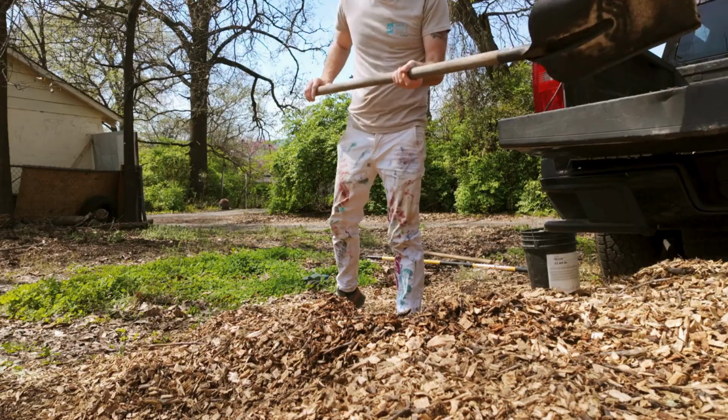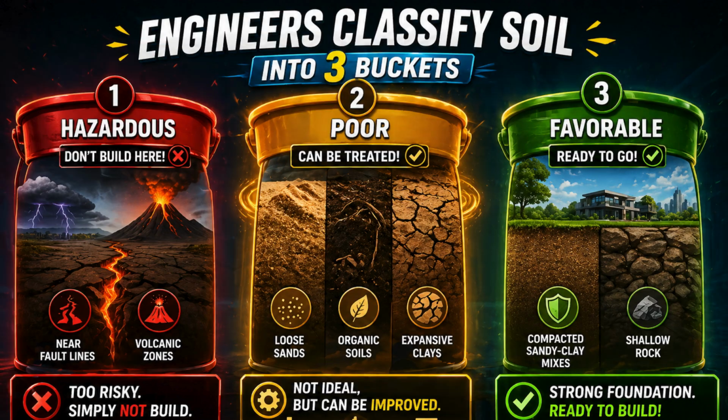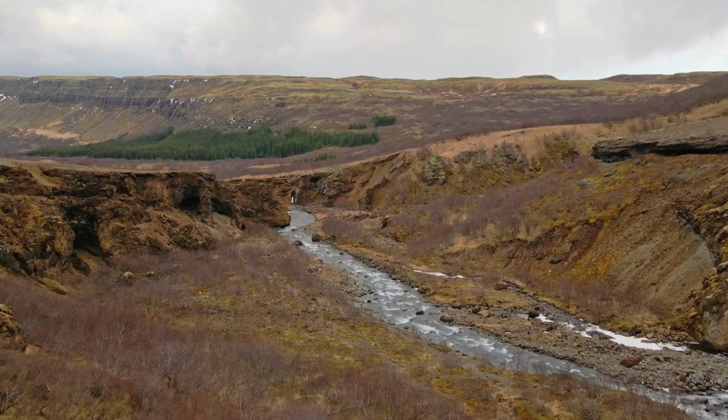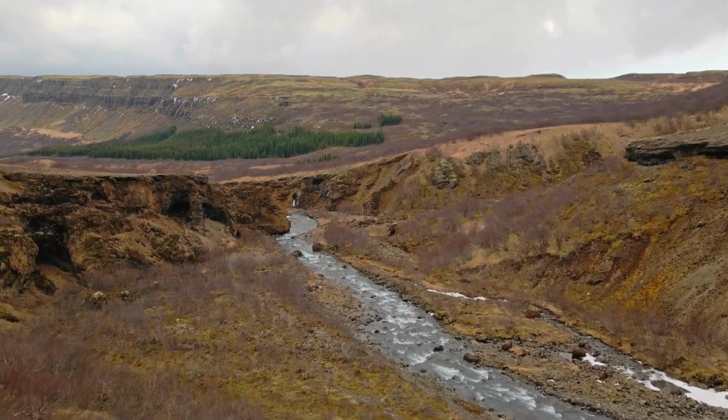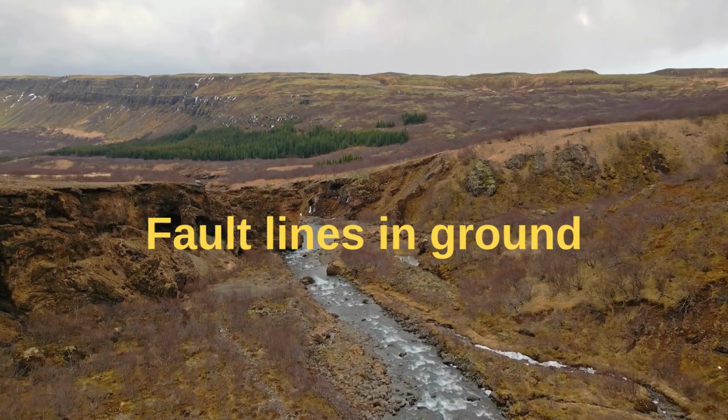Engineers classify soil into three buckets. Hazardous, like land near fault lines or volcanic zones, where you should simply not build. The second category is poor, like loose sands, organic soils, and expansive clays, which can be treated. And the third is favorable, like compacted sandy clay mixes or shallow rock, which are ready to go.